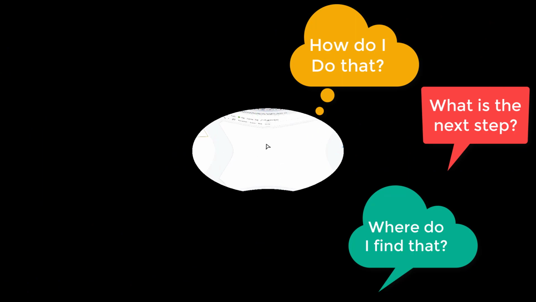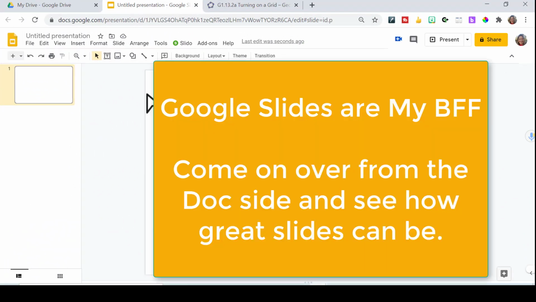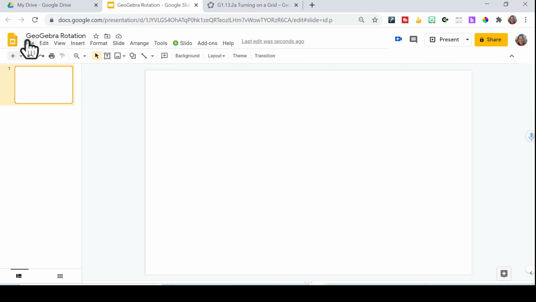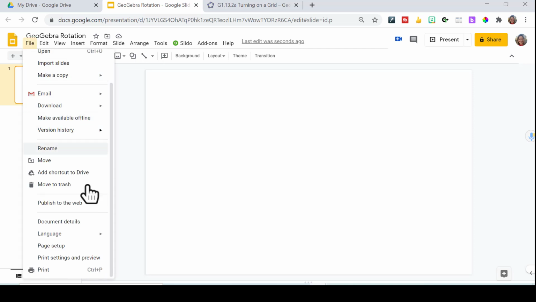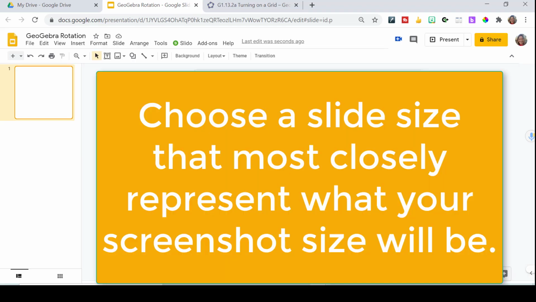Let's dive in. So the first thing I want to do is open up a Google slide presentation. I'm going to label it. And for me, because I'm doing a GeoGebra applet, I want to change the size. So I'm going to go to File, Page Setup. And I know my GeoGebra applet, when I copy it, it's perfect 10 by 9. You want to get a slide that's going to fill your image of whatever your screenshot's going to be.